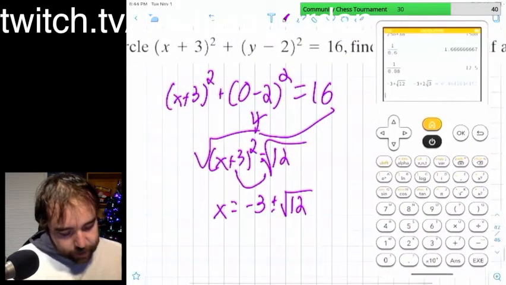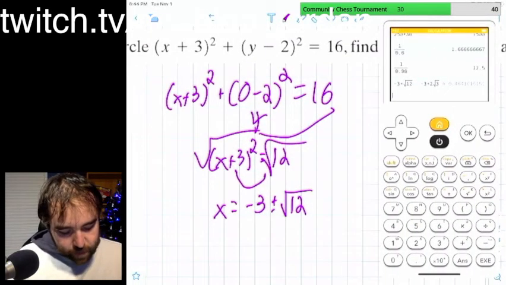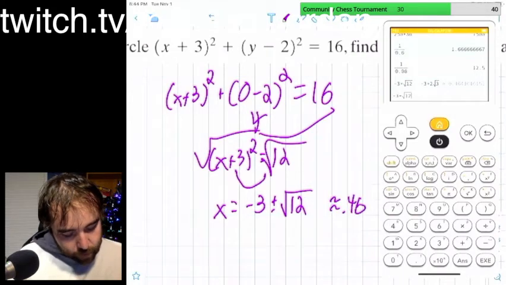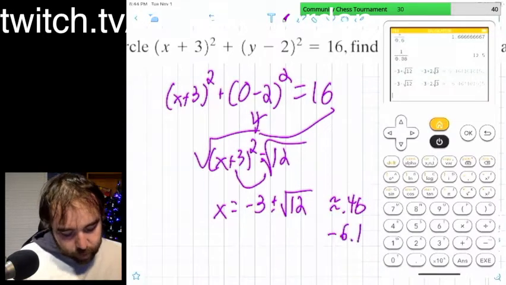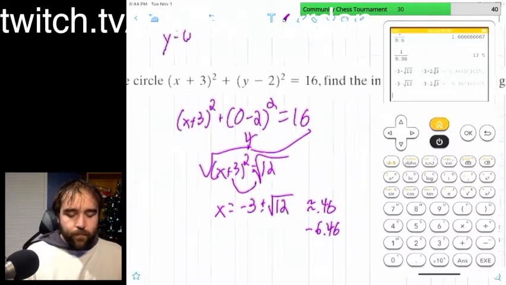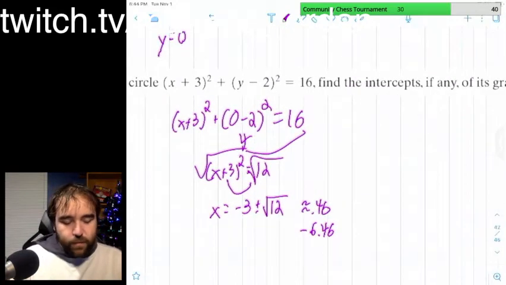Should we put that in the calculator? You see, we already did that version. One of them was about 0.46. The other one is going to be about negative 6.46. Okay, so those are the two x-intercepts.